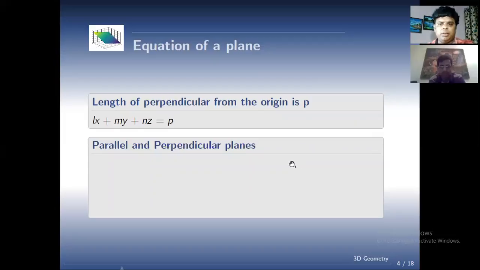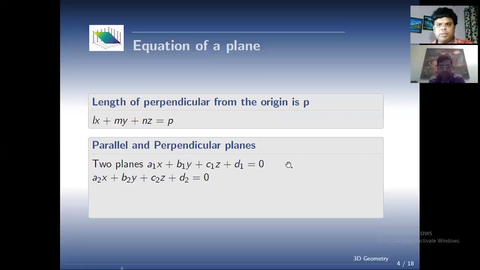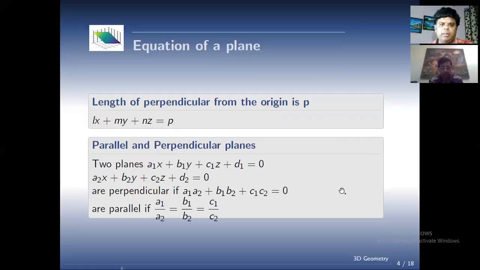Now we say that two planes, a1x plus b1y plus c1z plus d1 equal to 0, and a2x plus b2y plus c2z plus d2 equal to 0, are going to be perpendicular if the dot product between the coefficients is equal to 0. So a1 times a2 plus b1 times b2 plus c1 times c2 is equal to 0. And they're said to be parallel if I have a1 by a2 equals b1 by b2 equals c1 by c2 equals some constant.